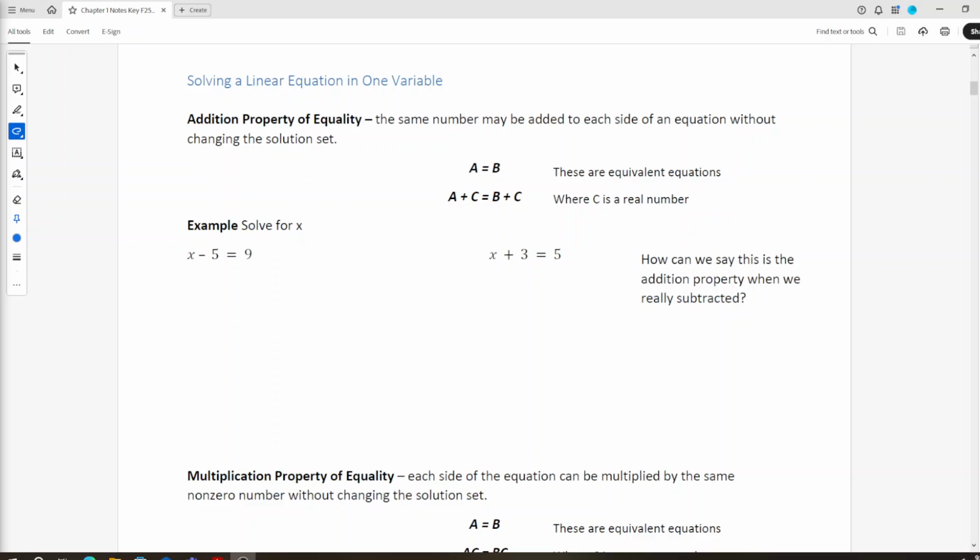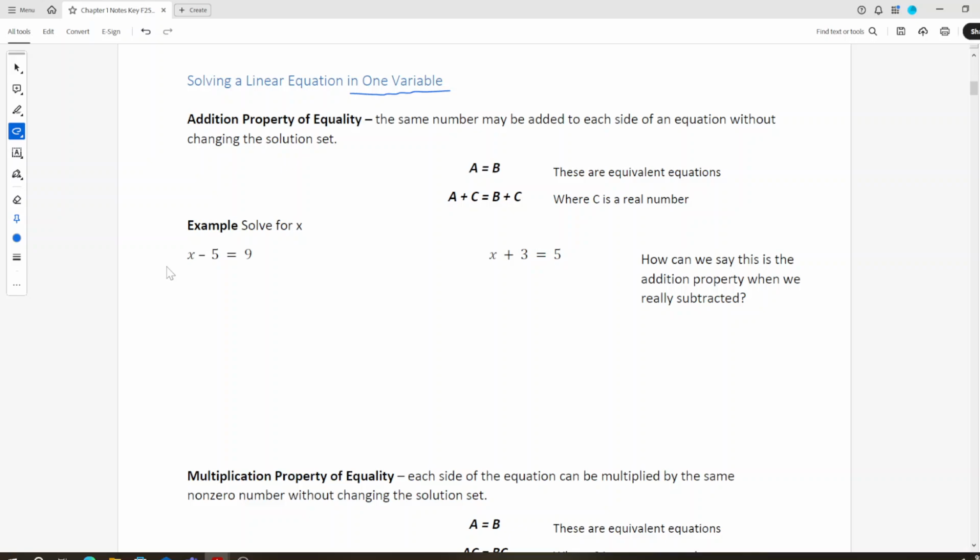So now we're going to get into the meat of it. Now that we can identify an expression versus an equation, and we know what makes it linear, we're going to look at how to solve a linear equation. And you'll notice that it says in one variable. All of chapter 1 is in one variable. When we get to chapter 2, we're going to go to 2 variables. So that's why they keep stating this. But really, we're just solving linear equations.